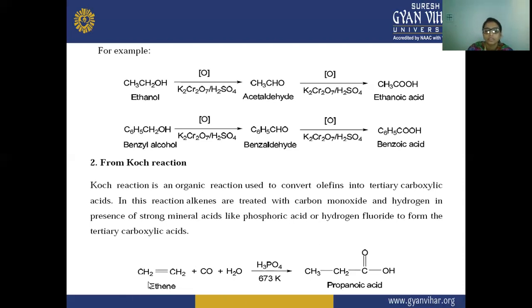This ethene is given here. This is your ethene or olefin plus carbon monoxide plus water, and in the presence of phosphoric acid and this pressure, after that this is the tertiary carboxylic acid, which is formed or converted from this olefin. This is the second reaction of this method of preparation of carboxylic acid.